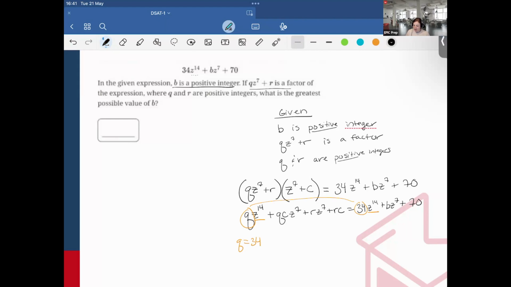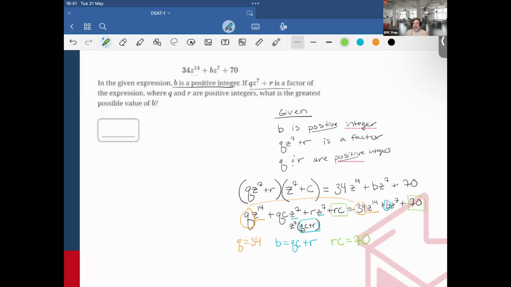Next, I'm also going to need to factor a little bit here. Each of these terms has Z to the 7th in them, so that would be Z to the 7th times QC plus R. And then I can see that that's what B is equal to. So B is equal to QC plus R. And then my final part of the expression, RC, must be equal to 70.